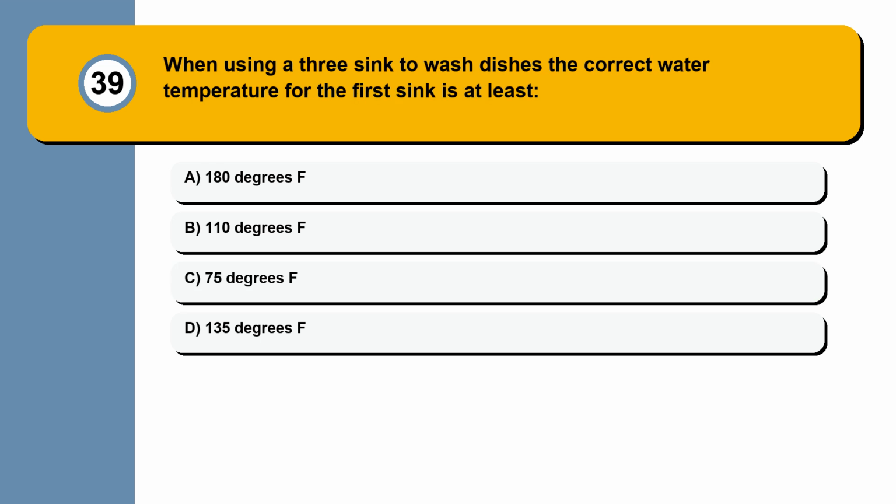Question 39. When using a 3-sink to wash dishes, the correct water temperature for the first sink is at least 180 degrees Fahrenheit, 110 degrees Fahrenheit, 75 degrees Fahrenheit, 135 degrees Fahrenheit.